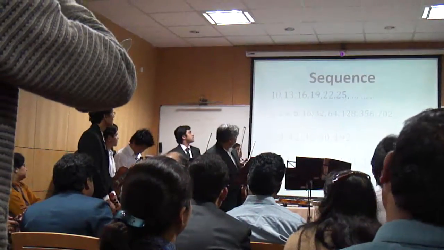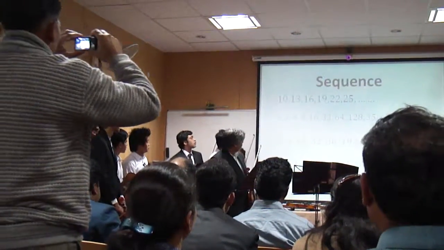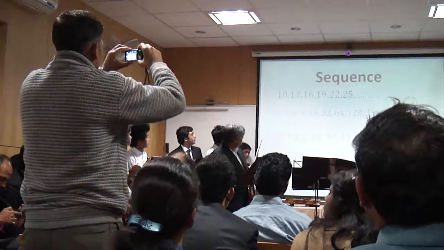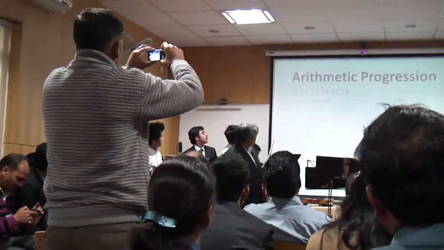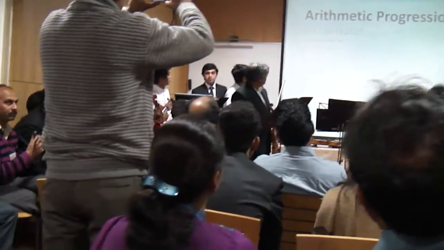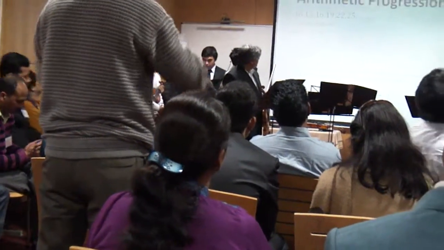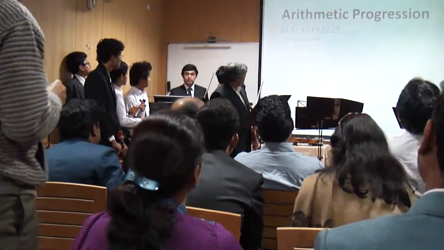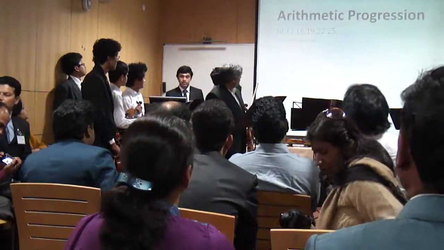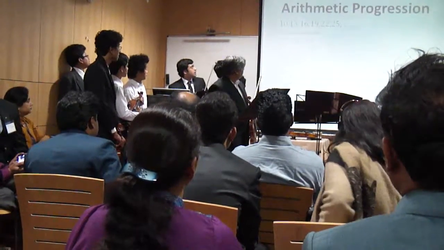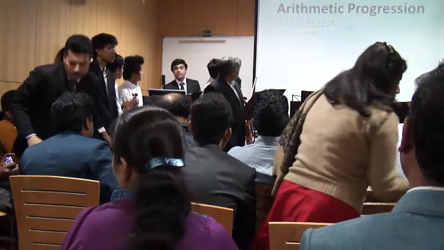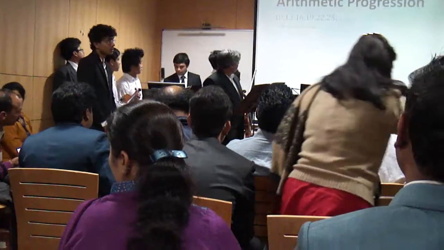So these are the basic sequences that we more or less come across in our school life. The first one is an arithmetic progression. The definition of an arithmetic progression is that the difference between any two consecutive terms remains a constant. In this case, 10, 13, 16, 19, and so on. The difference between terms is the constant 3.